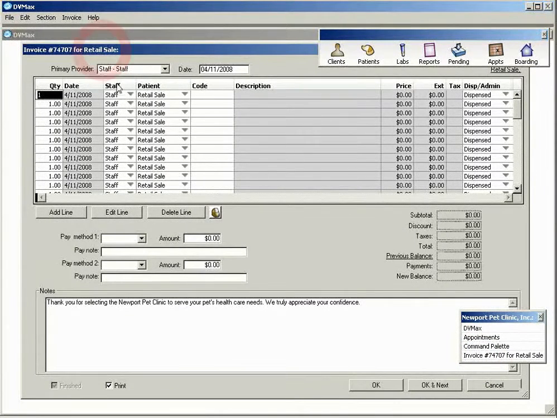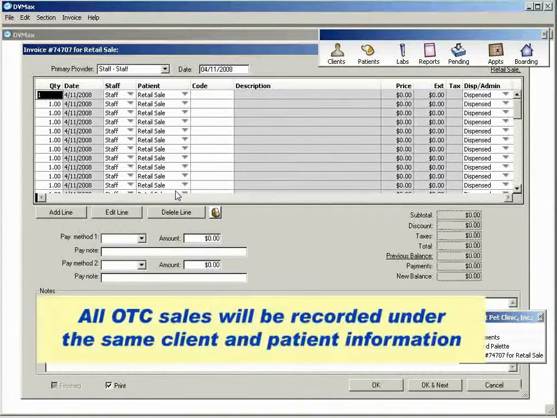Take note that the client's name for this invoice is Retail Sale. The animal or patient's name for this invoice is also Retail Sale. Thus, all such over-the-counter sales will be recorded under the same client and same patient information.